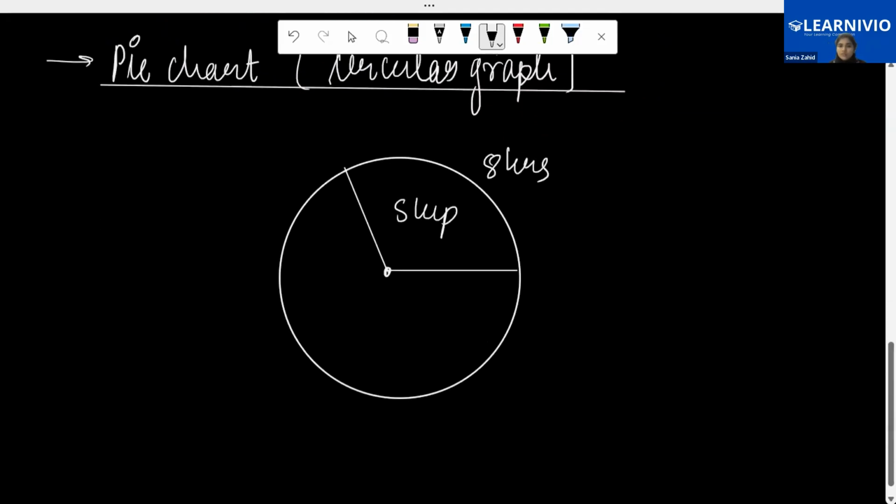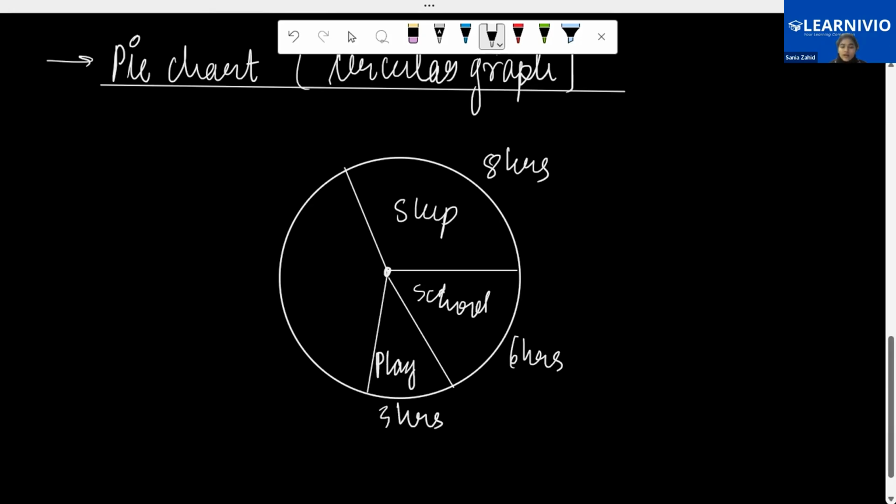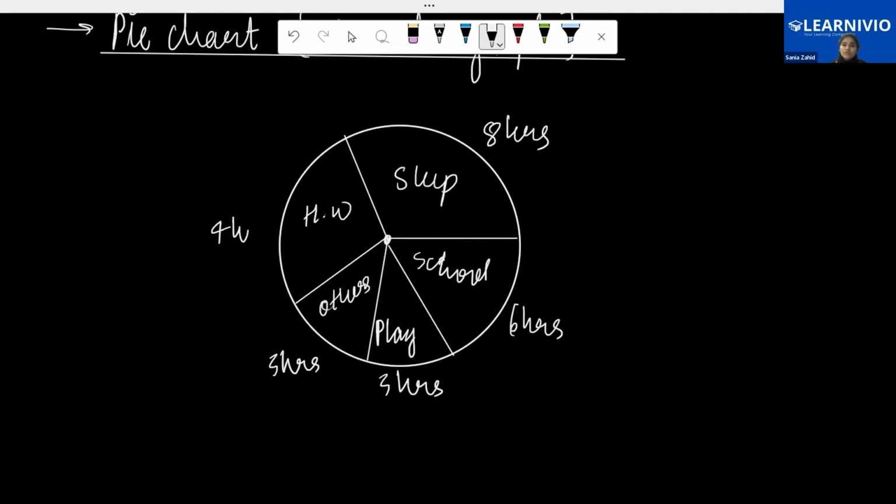This is already given to me, so I don't need to mention all the angles. But why am I drawing only at certain angles? This is the question. Then I have 6 hours, the student is going to school. Then 3 hours, the student plays. Then other activities, for example, eating food, watching television, talking to friends, anything else the student does, is counted as others, and it takes around 3 hours. And homework takes him 4 hours to do.